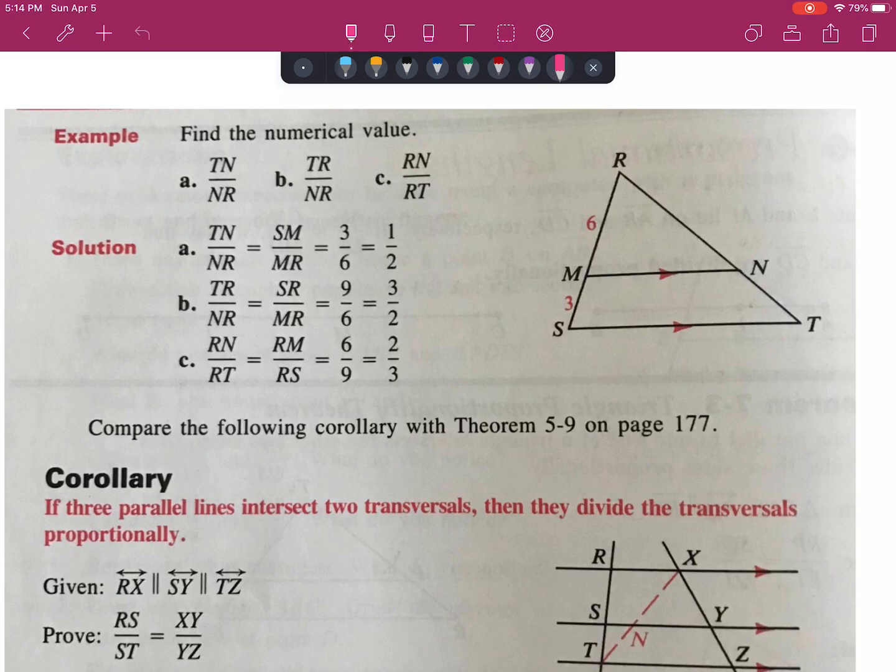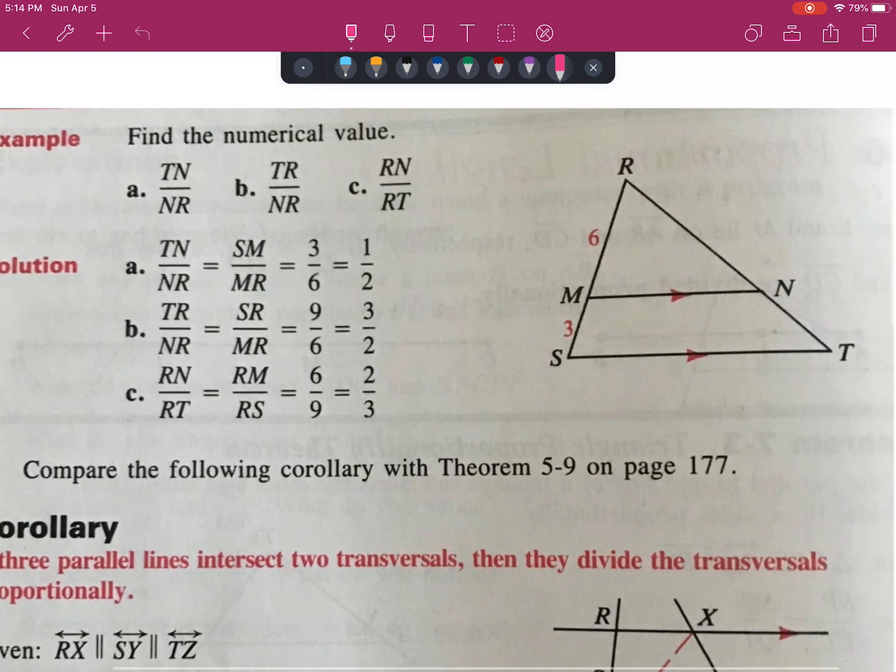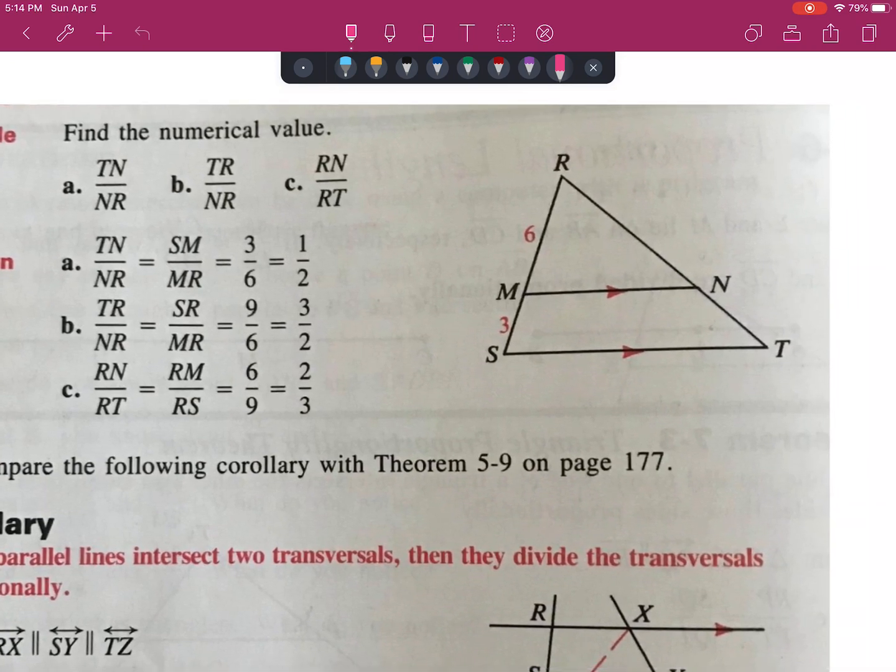So in this example, we're going to bring back some variables. We want to find the numerical value of TN over NR, the length TR over NR, and the length RN over RT. So we just want to find that numerical value. Now we do know that we have similar triangles. We've got that parallel line in the middle of the big triangle that's dividing the sides proportionally.